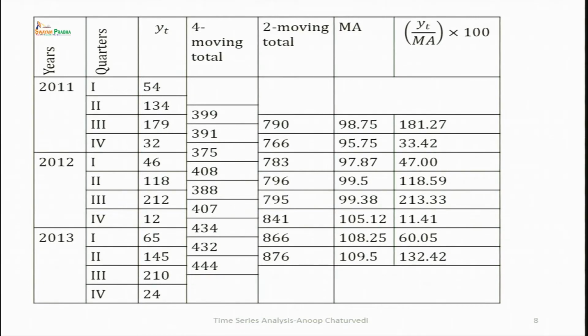Then we obtain YT upon moving average into 100. The observation corresponding to 98.75, the value of YT is 179. So, actually this figure is equal to 179 divided by 98.75 into 100. So, this is how you obtain the entries of this column.